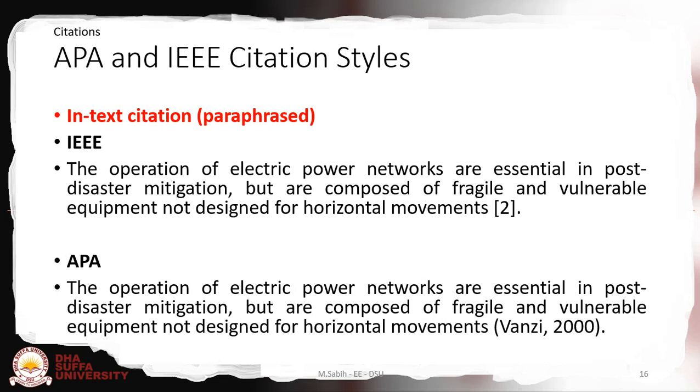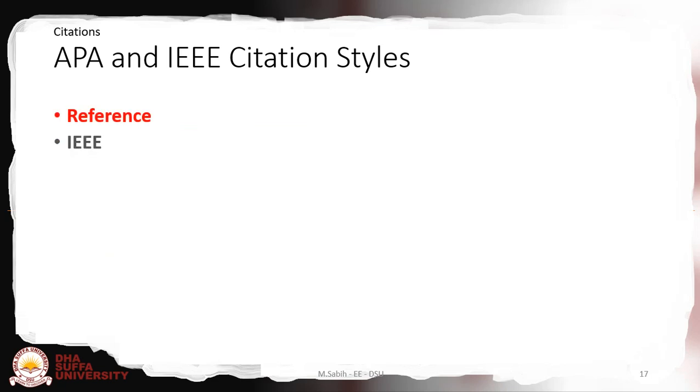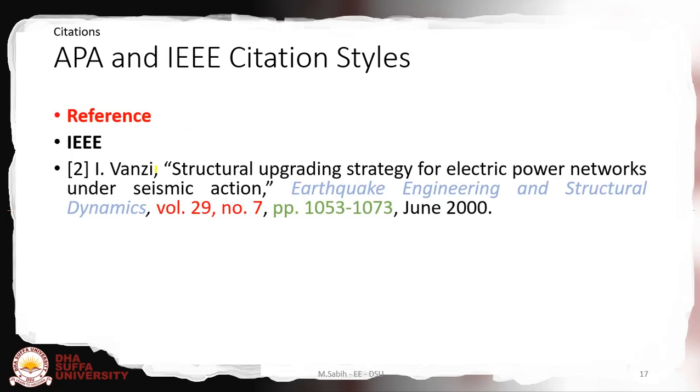So in IEEE, in text citation is like you use the statement rephrased, and in the end you use a bracket and the numerical number. While in APA we use the name first, the author name, and the year of publication in parentheses. And in reference, in IEEE, here comes the name, and then the name of the article, the journal name, and then we have the volume and the issue number, the page numbers, and the date and year.